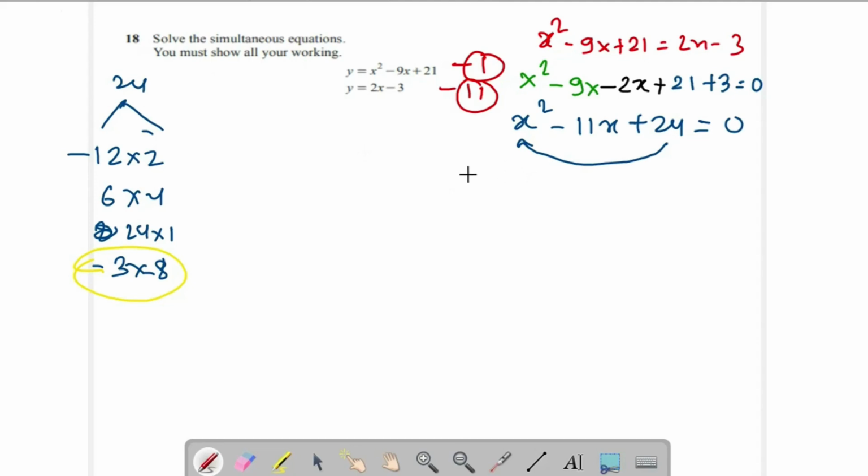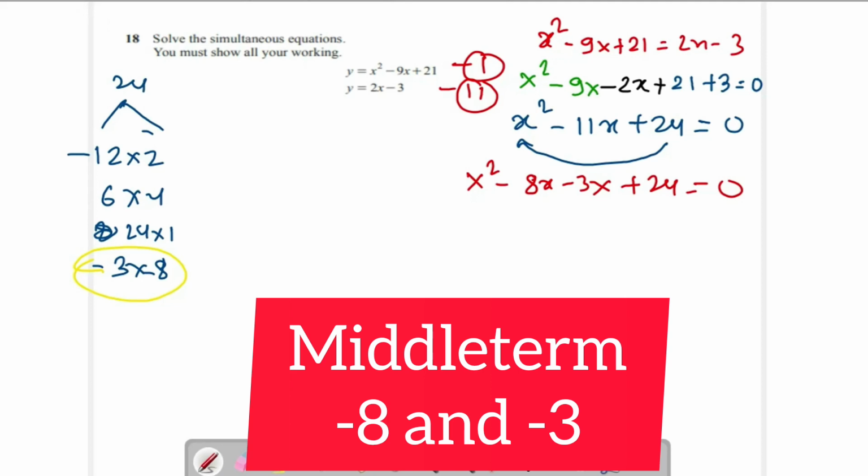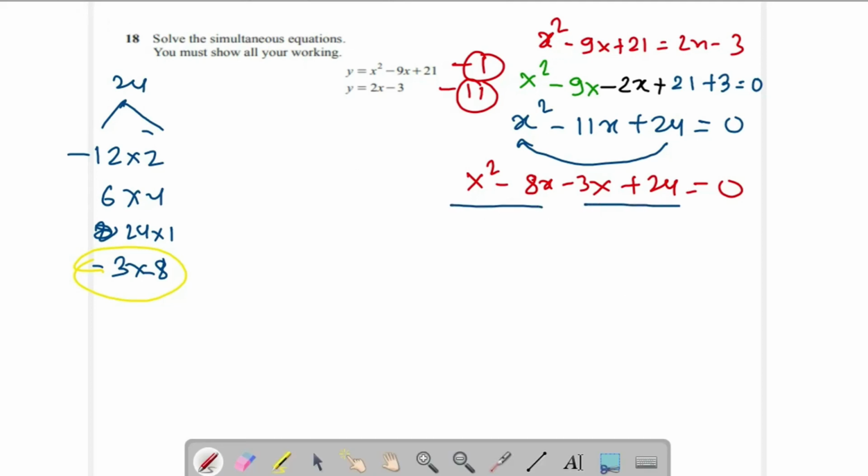So in this scenario, I am going to take x square minus 8x minus 3x plus 24 is equals to 0. Now we have to perform the grouping of these two and these two. X is common for the first, so x minus 8. Now minus 3x, minus 3 into x, and minus 24 can we write as minus 3 into 8, right?